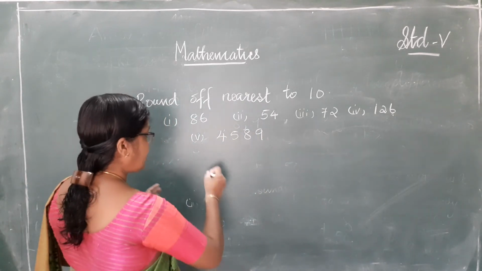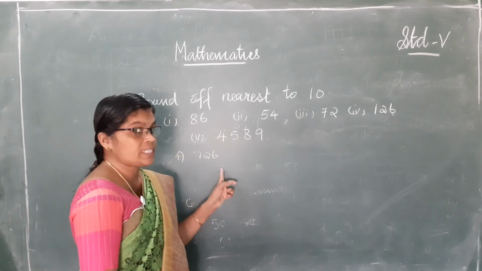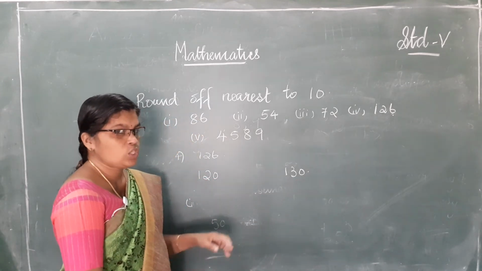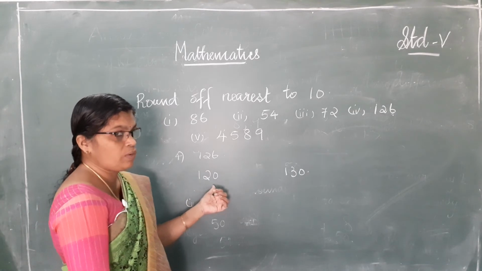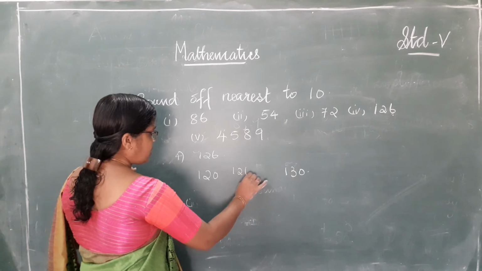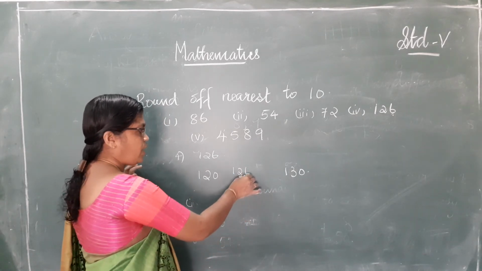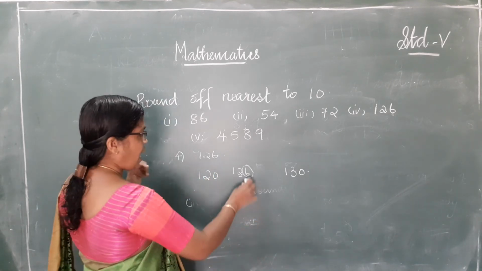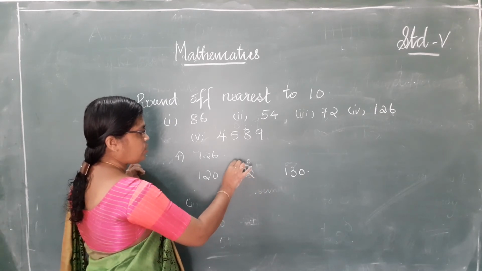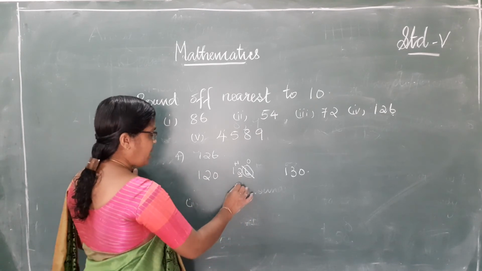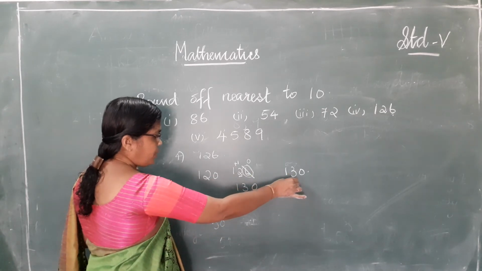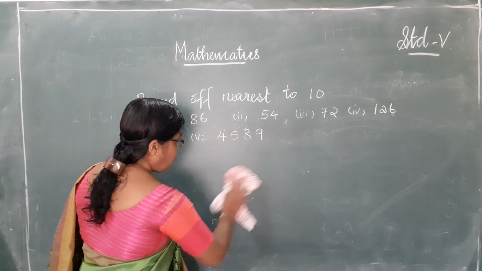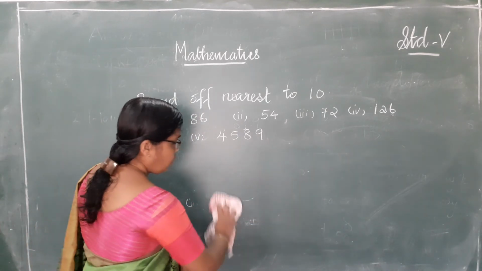Next, the fourth number is 126. 126 comes in between 120 and 130. Nearest to 10, we have to take the multiples of 10. Now we move to the ones place. The ones place digit is 6. It is a strong digit, so it will be cut, we write 0 here and the tens place becomes plus 1. It is 130. So it is rounded up to 130. Is it clear? Yes. Next number is 4589. Round off nearest to 10.